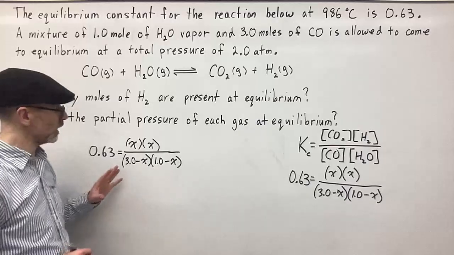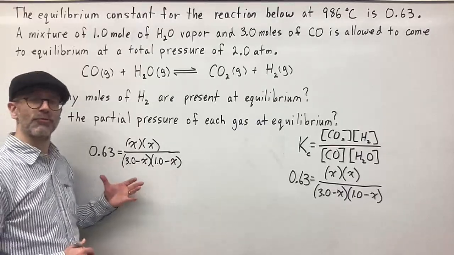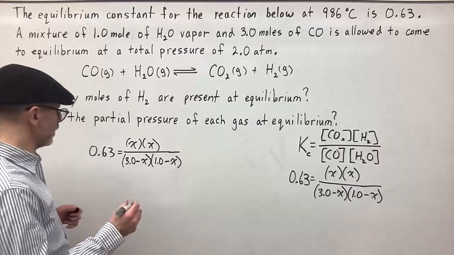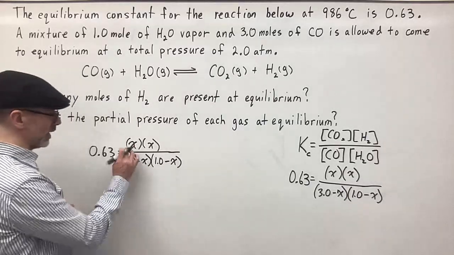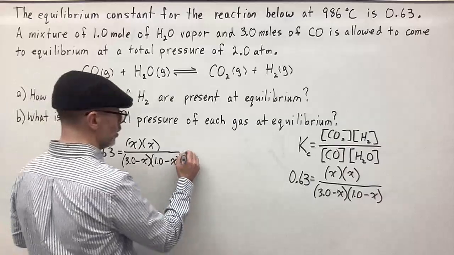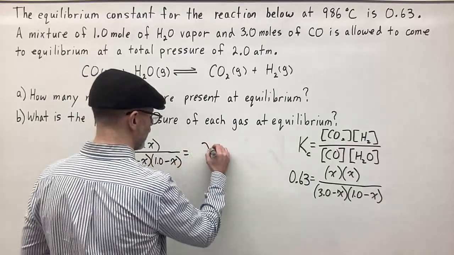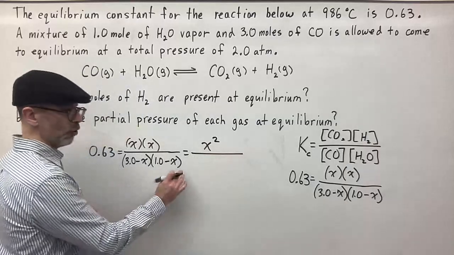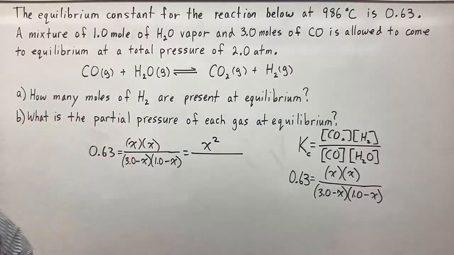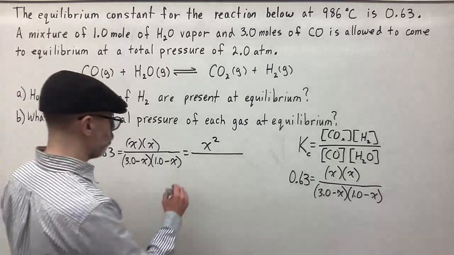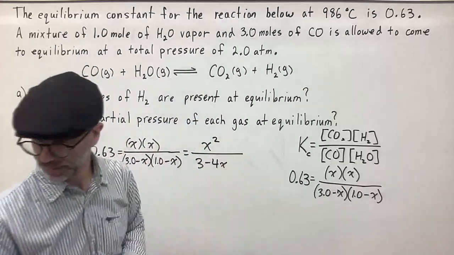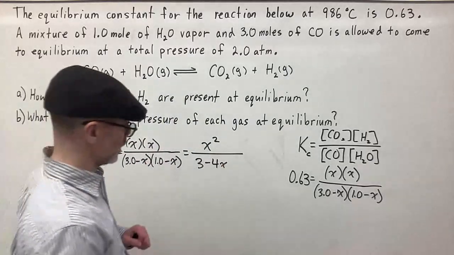Well, not really a mess, but we've got to write this in the form of a quadratic equation. And so what we're going to need to do is unfoil this and multiply this together. So what we're going to get is x squared. And then when we unfoil that, we end up with 3 minus 4x, and then plus x squared.